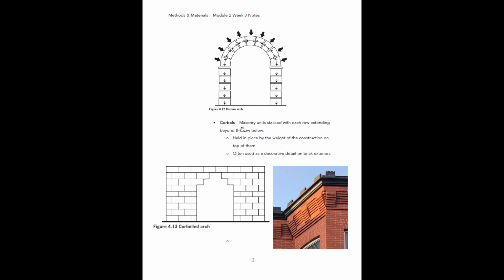Corbels. So these are masonry units that are stacked with each row extending beyond the row below. They are held in place by the weight of the construction on top of them, and often they're used as a decorative detail on brick exteriors.